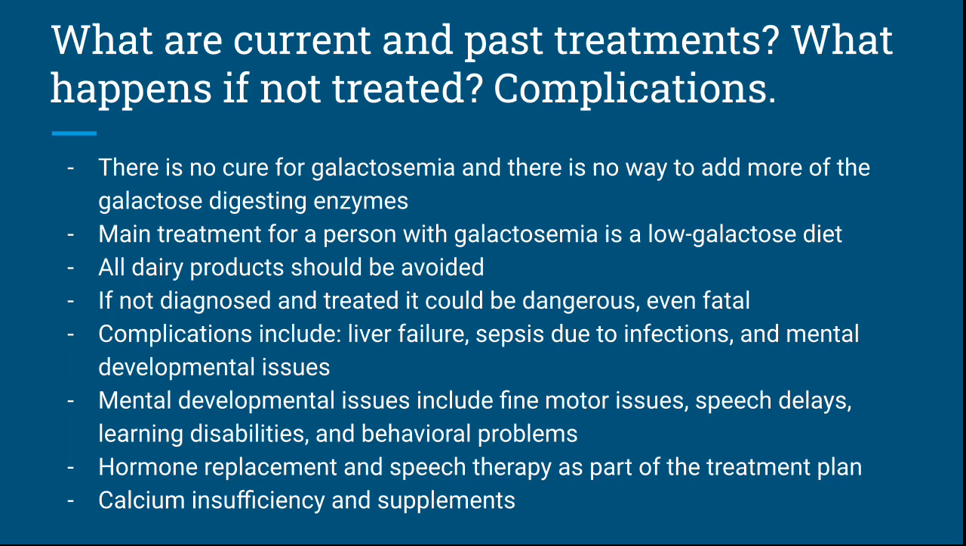Now, mental developmental issues include fine motor issues, speech delays, learning disabilities, and behavioral problems. Speech therapy could be of help if added to the treatment plan to resolve speech problems and delays. Galactosemia could also have side effects on puberty, so for teenagers, hormone replacements may be crucial.